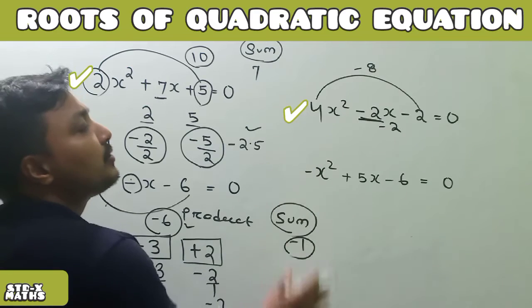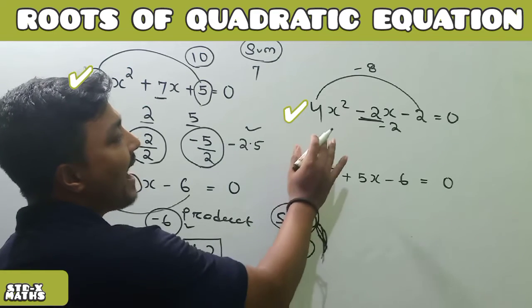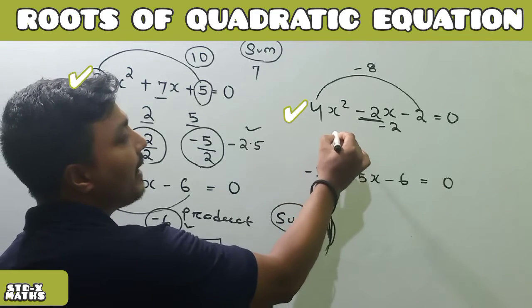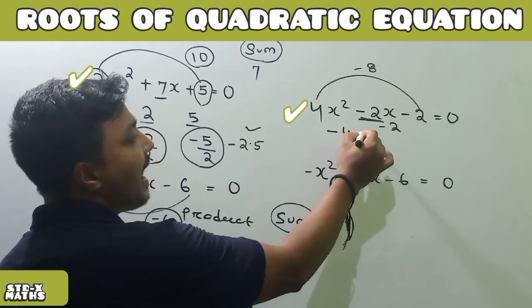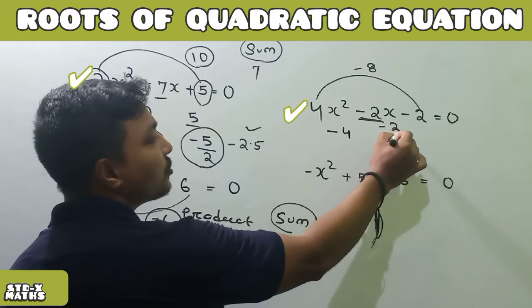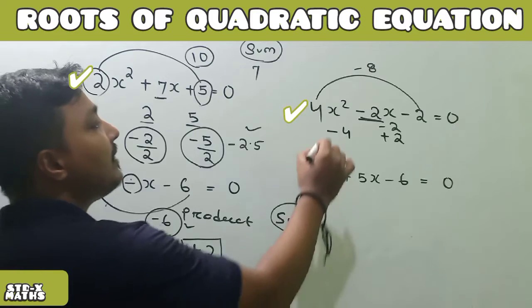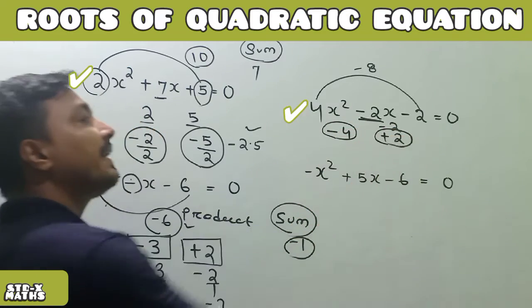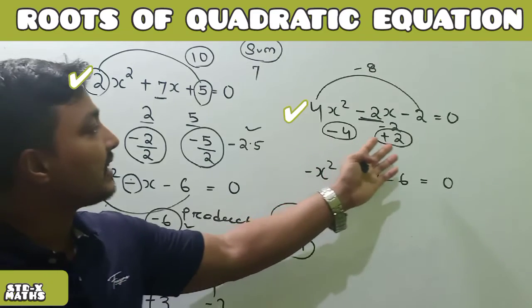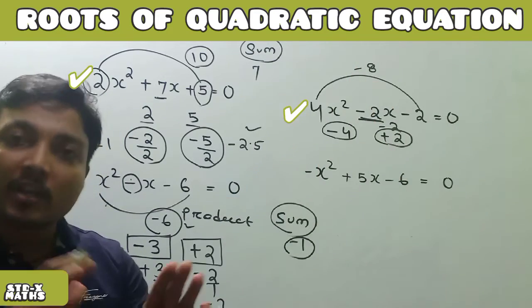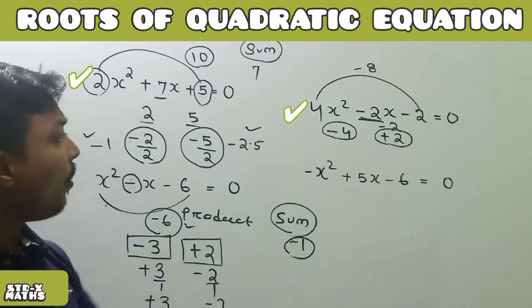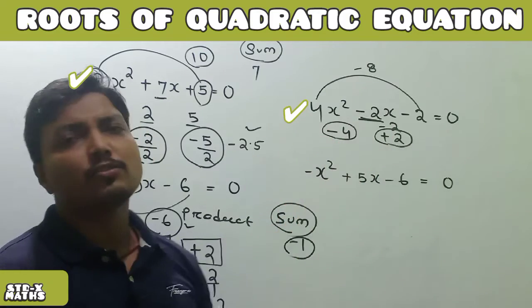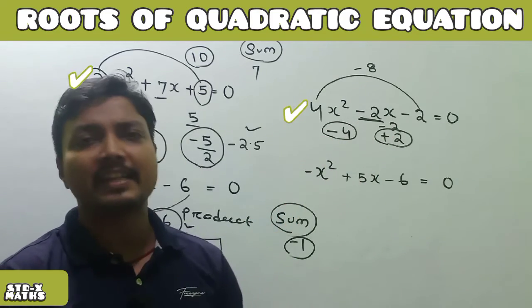See, if I choose one number as minus 4, and another one as plus 2, see carefully, their product is equal to minus 8, so the product criterion is satisfied. Also their sum is minus 2, so this condition is also satisfied.